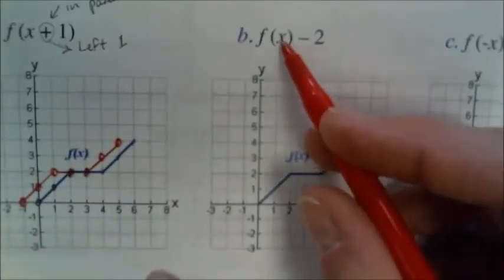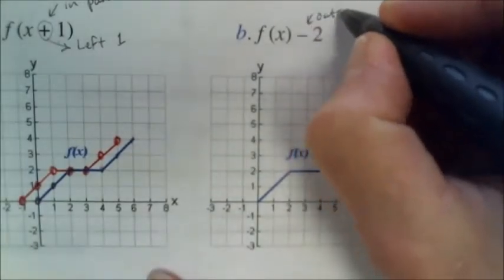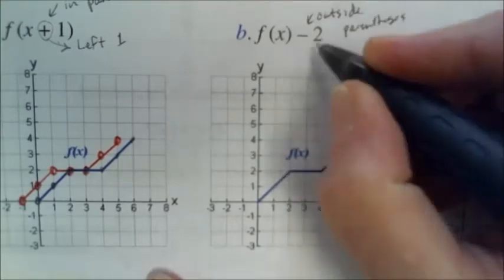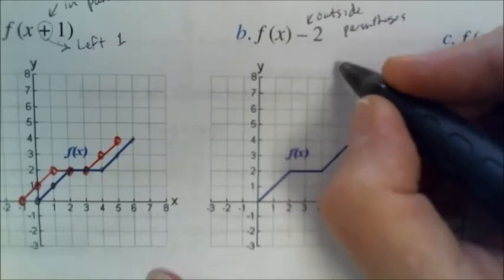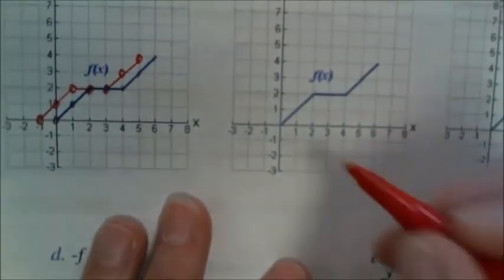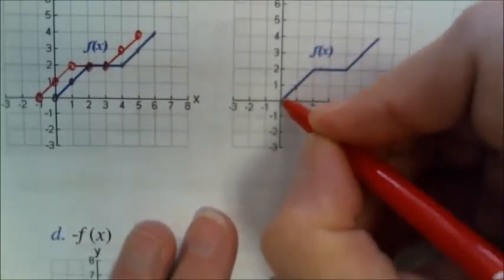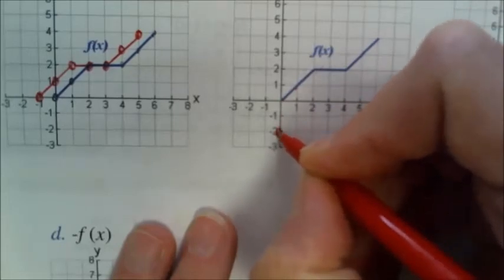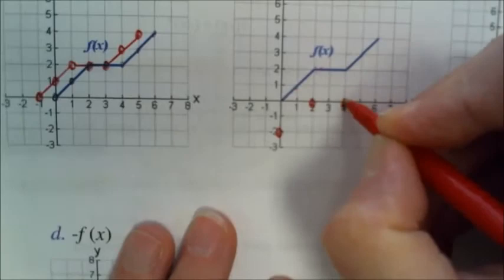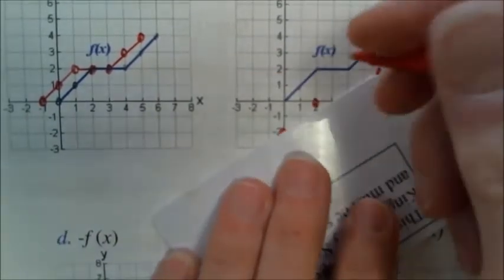Now this one is not inside parentheses. This is outside parentheses. So this means we're going to shift it up or down. So this goes down 2 because minus means down. So we're going to take the same points that we just looked at, and we're going to move everything down 2. I'm just going to do the major points, the vertices, because we can connect these like this. So everything has been moved down 2.